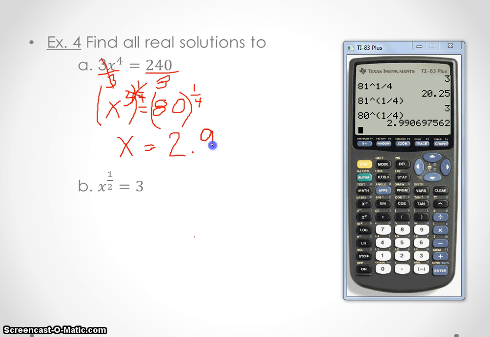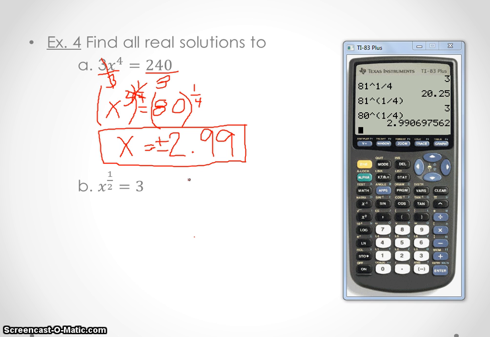2.99. And now you have to remember, though, we took an even power. So it's not just 2.99, but it's also the negative of 2.99. So we have plus or minus that should be hanging out front here. So since it's even, that's why we can take that and say it's plus or minus. If it was the 1/3 power, it would just be the positive.